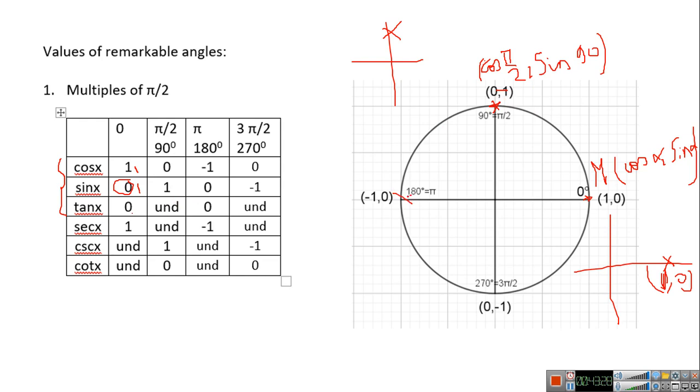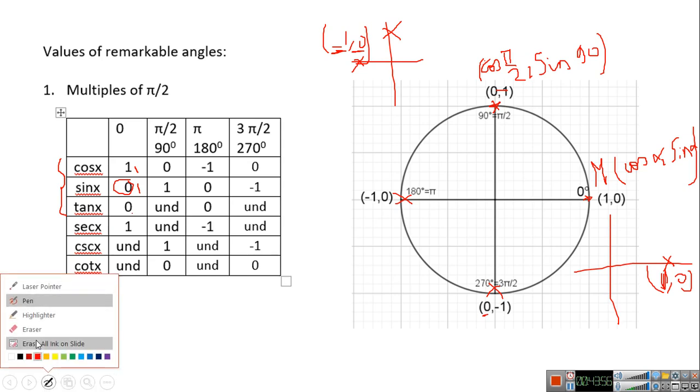If you have 180 here, the point is minus 1, x is minus 1, y is 0. So cosine 180 is minus 1, sine 180 is 0, and tangent is sine over cosine, 0 over minus 1 is 0. If you have 270 degrees, or 3 pi over 2, cosine is 0 because it's on the y-axis. The sine is minus 1. So now, from now on, I don't want you to memorize anything. Listen, guys.